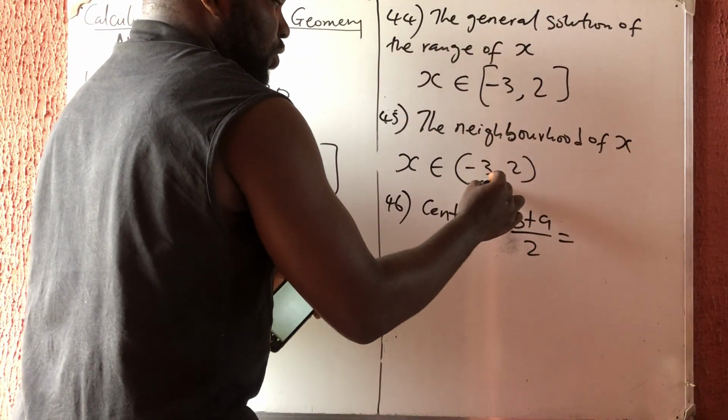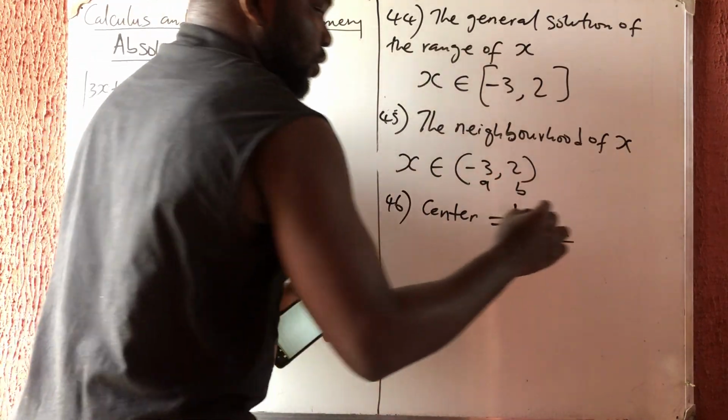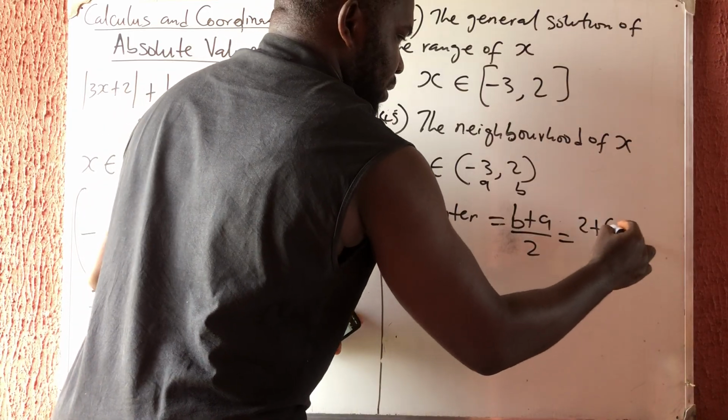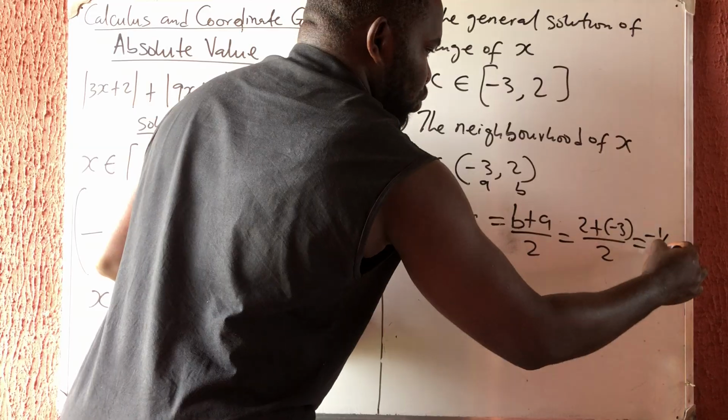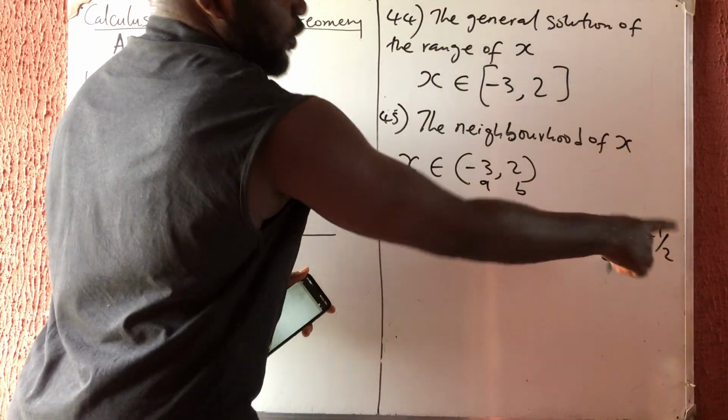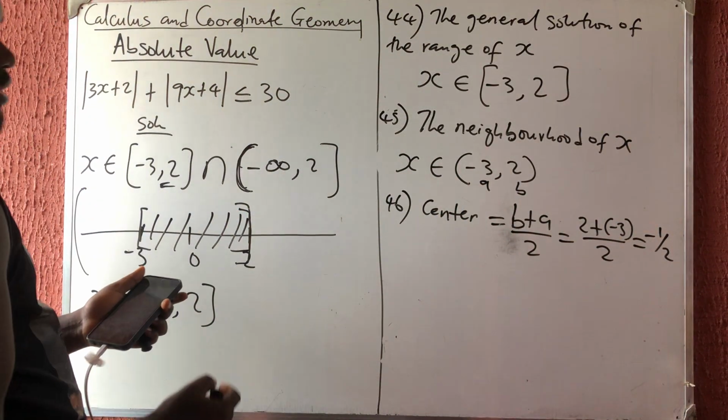So this is always your a and this is always your b. So which is what? 2 plus minus 3 then divided by 2, which is giving us minus 1 over 2. Because this and this is giving us minus 1. So the center is minus 1 over 2.